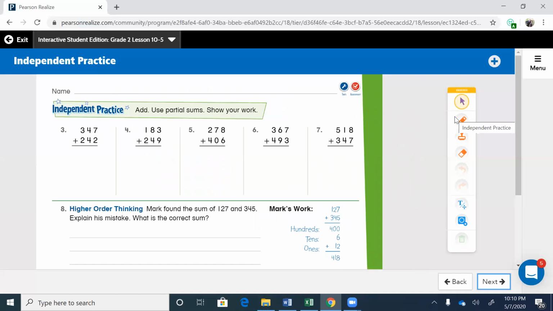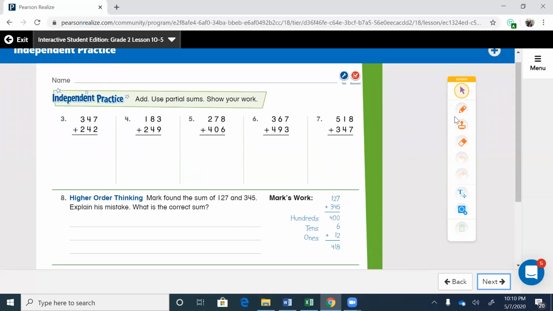All right, so they want us to add the partial sums again, but I guess we have to do it in a quicker way instead of drawing the entire thing. All right, here we go. So what we're going to do is count our hundreds. We have 3 plus 2 is 5, so we have 500 plus. Now, how many tens do we have?